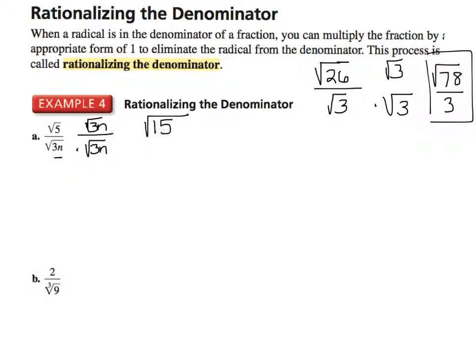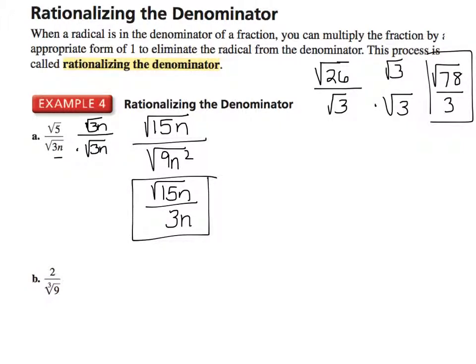That would give me root 15n divided by, now you can skip this step, but I'm going to show it to you, root 9n squared. But the square root of 9n squared is 3n. I cannot simplify 15 thirds or the n's because one of them is underneath the radical and the other one is not.